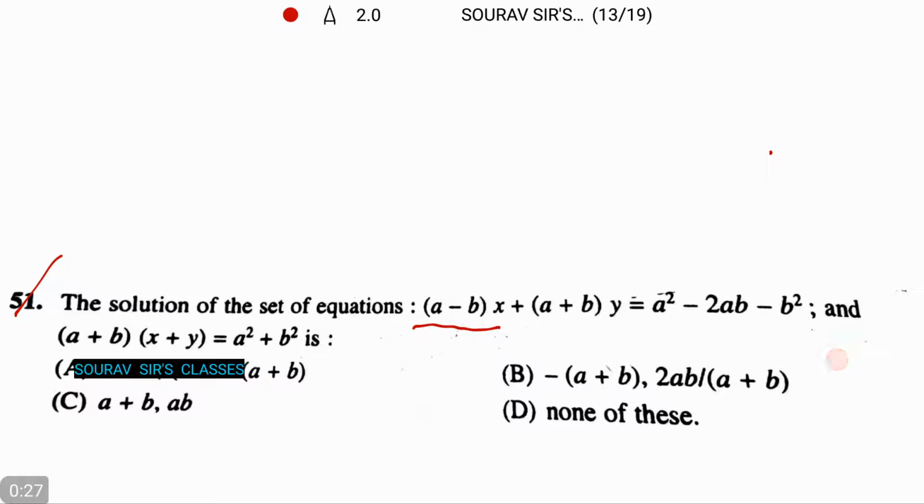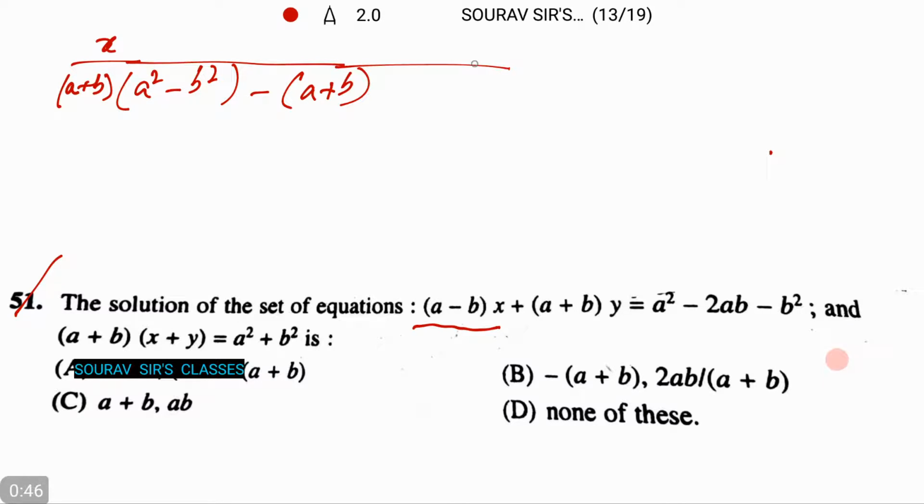The sum states (a minus b)x plus (a plus b)y equals a squared minus 2ab minus b squared. What we will do now is, on cross multiplying, we get x by (a plus b), a squared minus b squared minus (a plus b), a squared minus 2ab minus b squared.